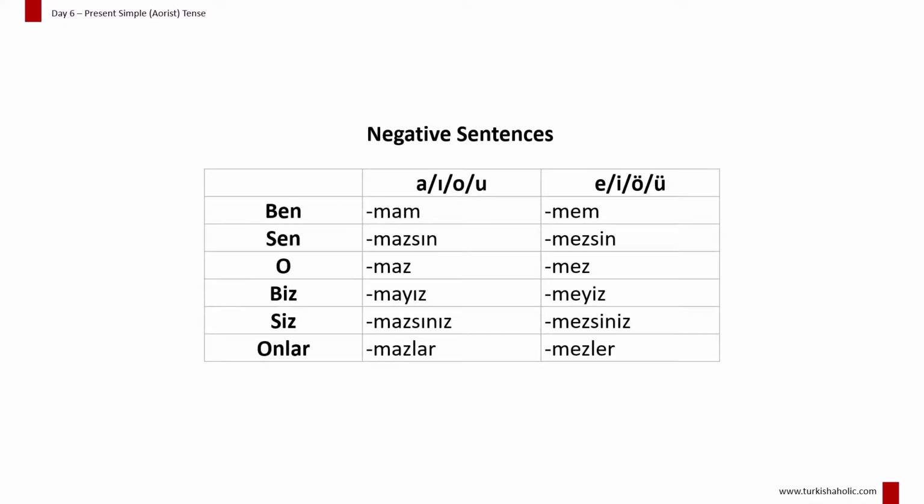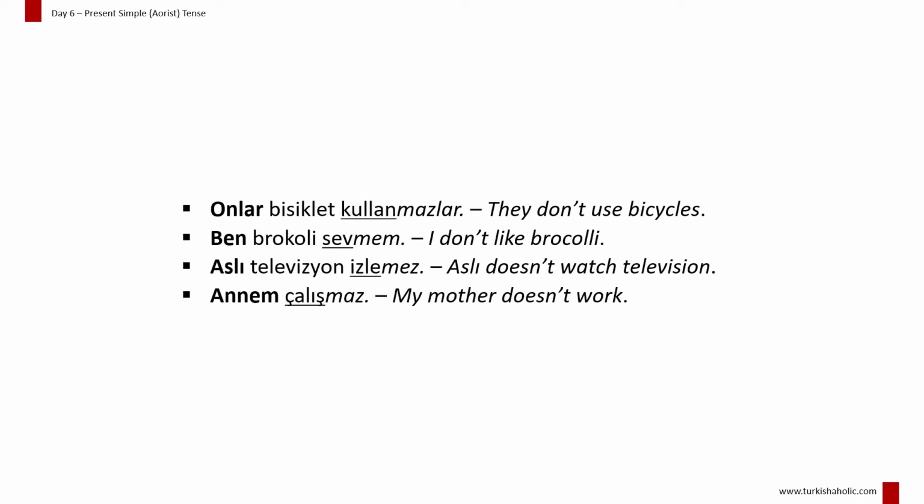Unlike positive present simple tense sentences, it's actually a lot easier to make negative sentences. We only add either "maz" or "mez" right after the root of the verb in addition to the personal suffix, which is added right after the negative present simple suffix. Here are some examples. Onlar bisiklet kullanmazlar. Ben brokoli sevmem. Aslı televizyon izlemez. Annem çalışmaz.